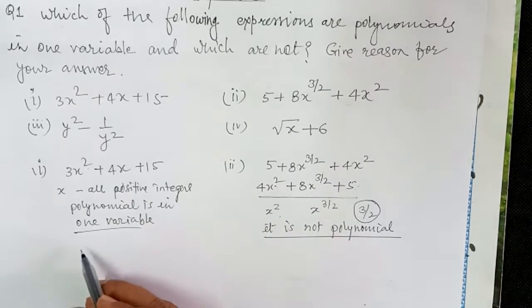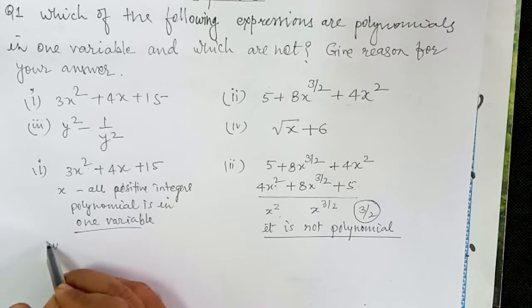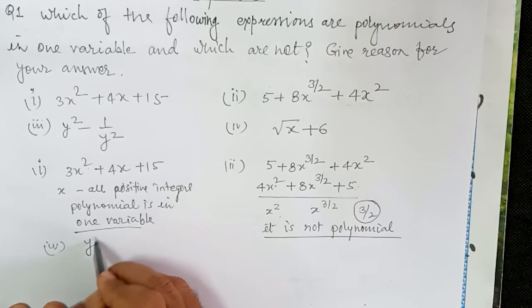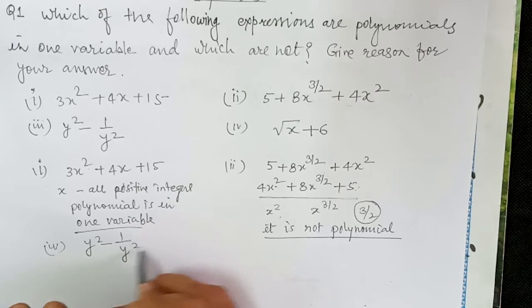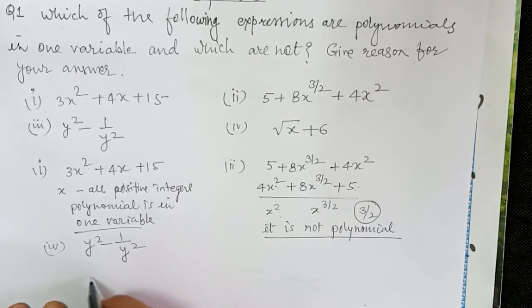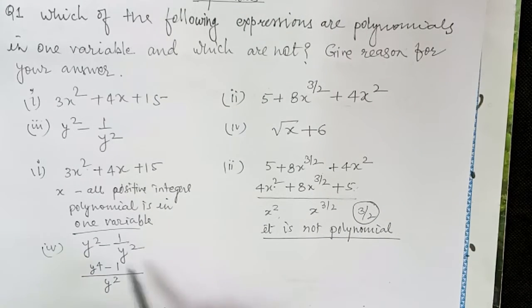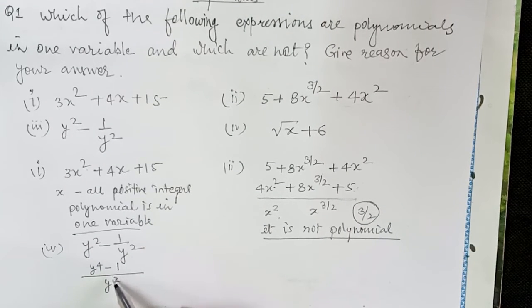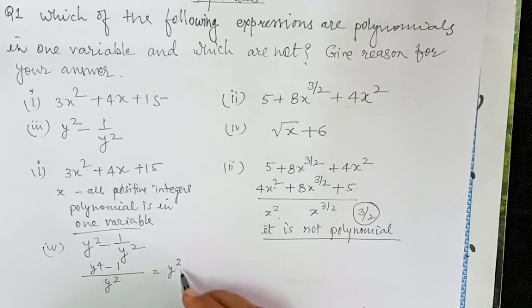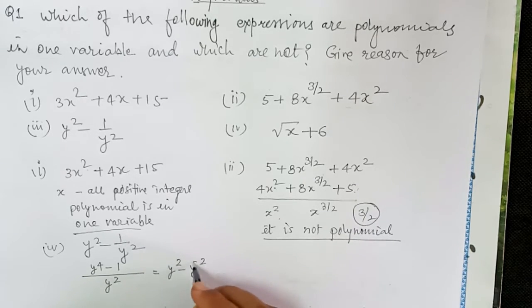Now there is another question, the fourth question. If we go through it, y square minus 1 upon y square. Now here if we are taking its LCM, it is going to be y square and it will be y to the power minus 1. Now if you see here y to the power minus 1, we can write it in a different way, y to the power minus 2.